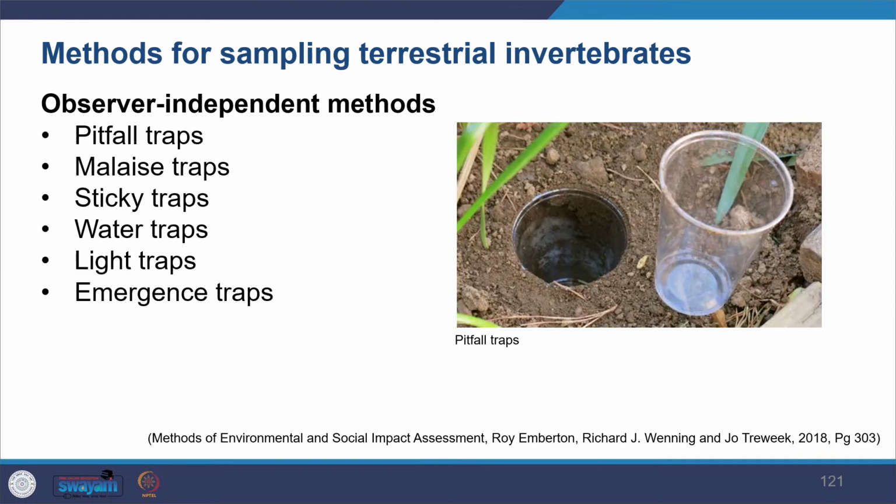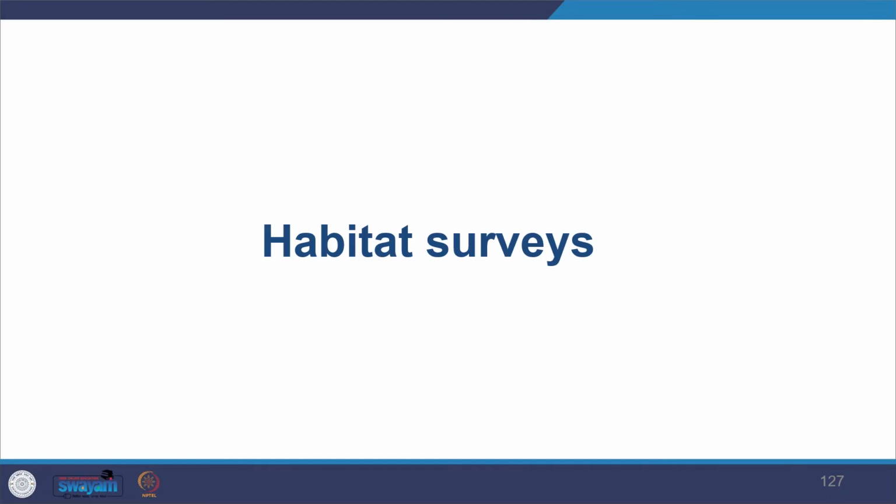Now looking at the observer dependent methods, so you have pitfall traps, malaise trap, then you also see sticky traps, water traps, light traps, emergency traps. So these all ranges are there. So these are helpful for this purpose. Then you have habitat survey.